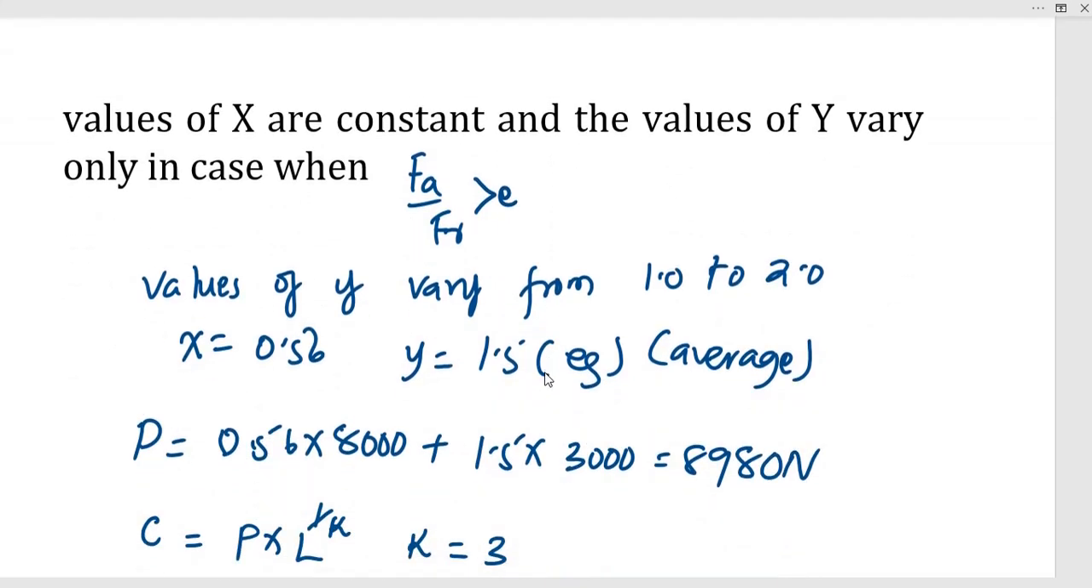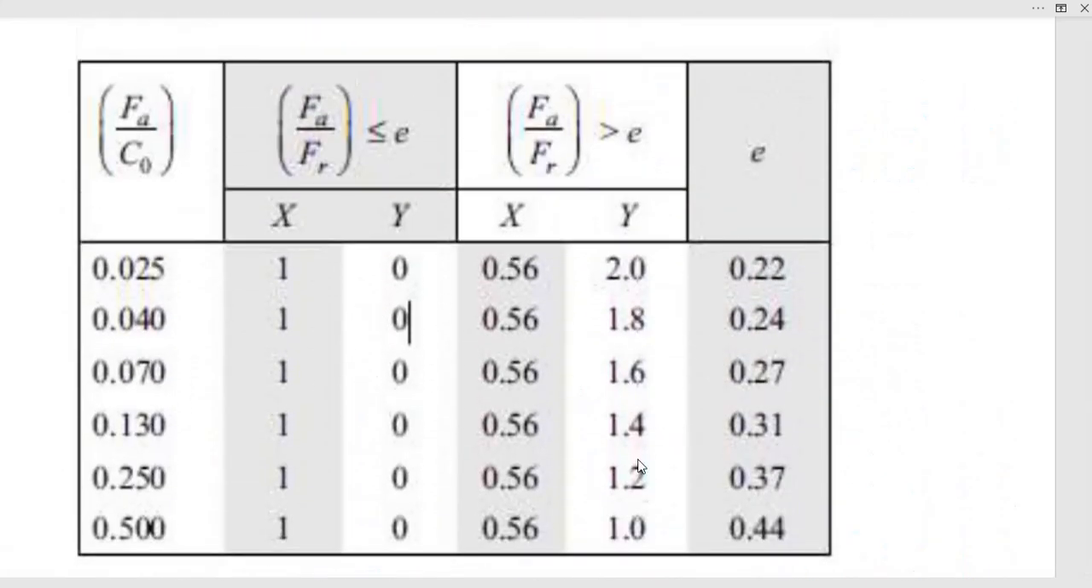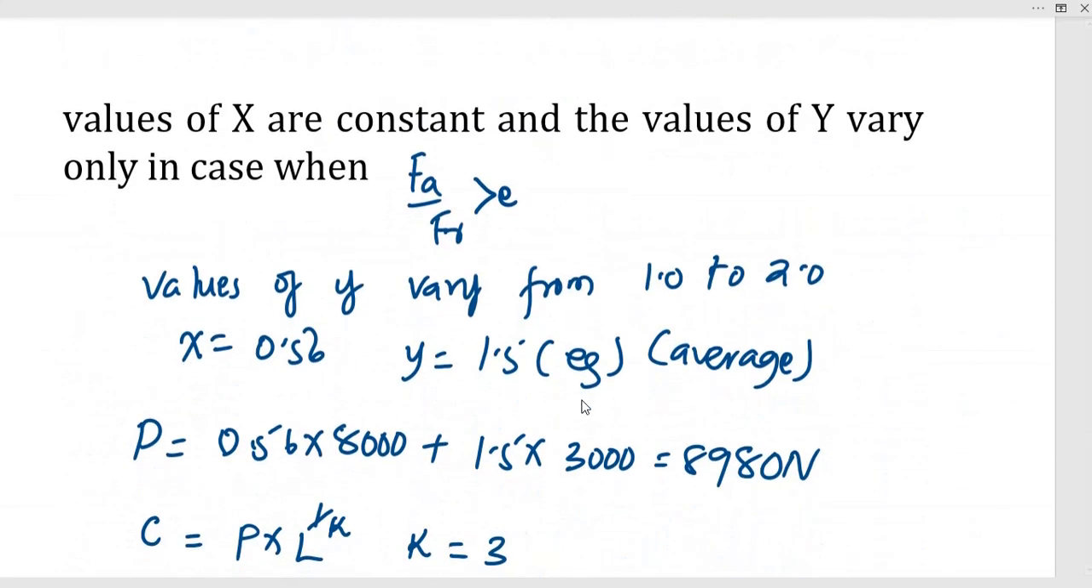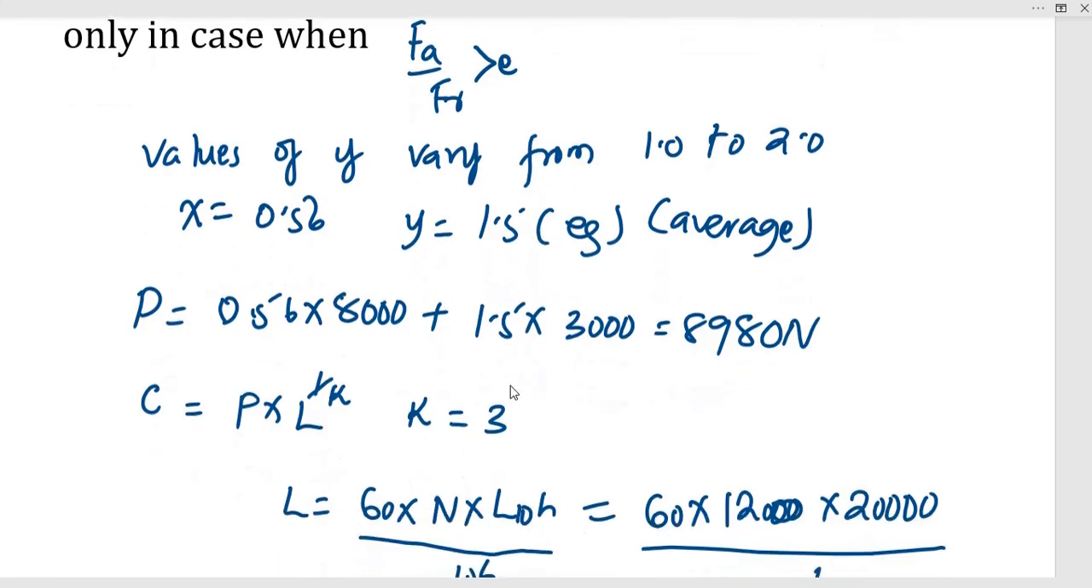Now we have seen that the values of Y vary from 1 to 2, whereas the values of X are constant. So if we take the average value of Y to be 1.5, let us start from there. When we start from there, we substitute in this formula for the equivalent radial load.